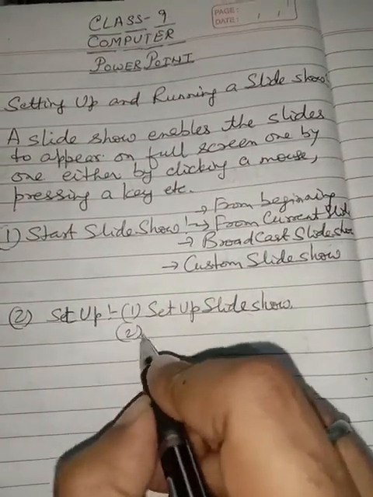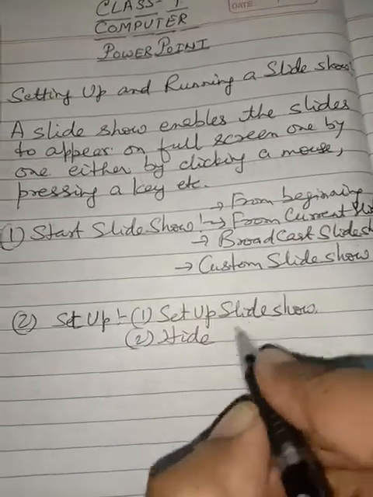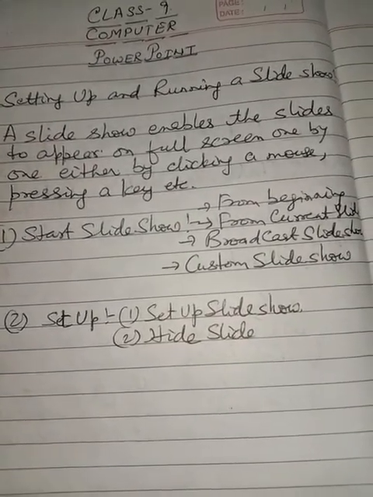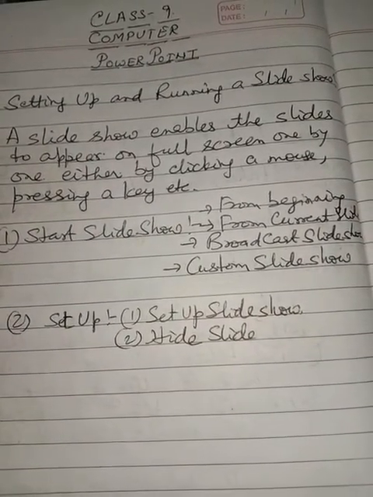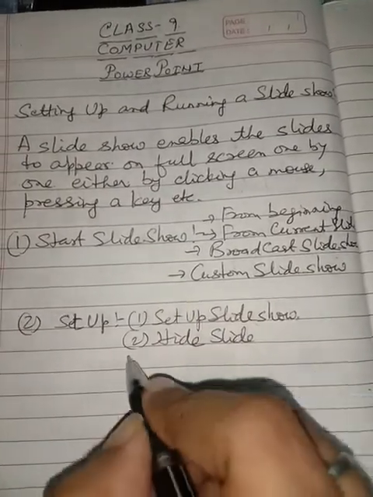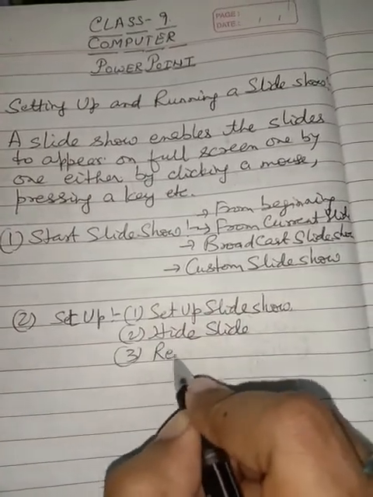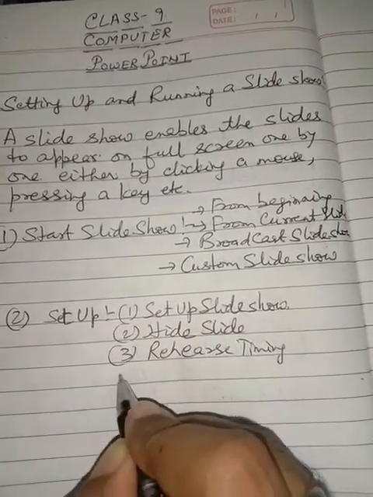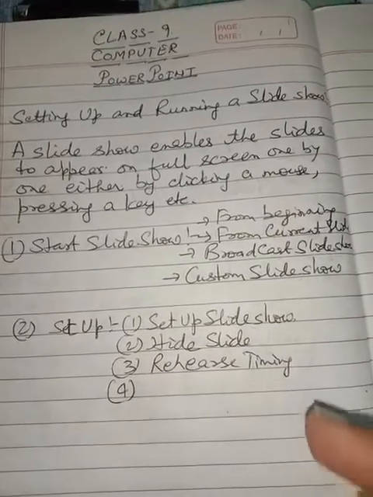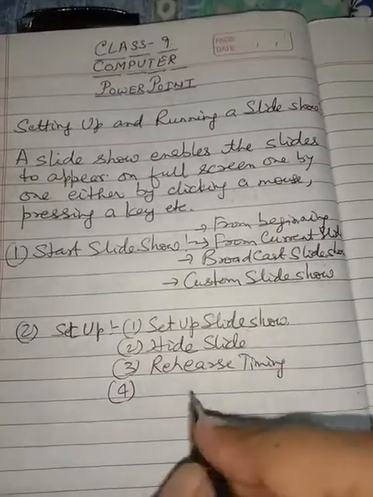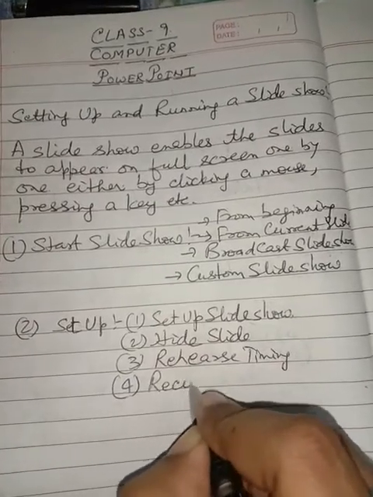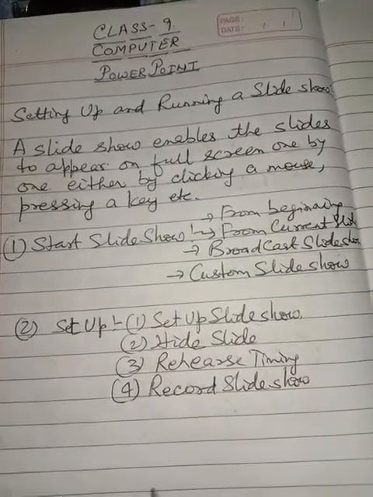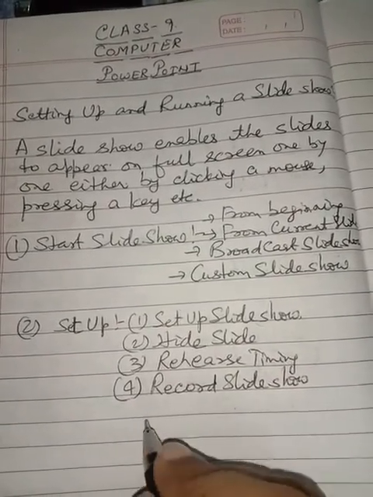Next, number 2, hide slide. Here we can mark or unmark the slide as hidden so that it can be skipped during the slideshow. Number 3, rehearse timing, which we discussed in yesterday's video, that we can find the timing of the slideshow, how much time it takes. Record slideshow: it records the slideshow including the animation effects.